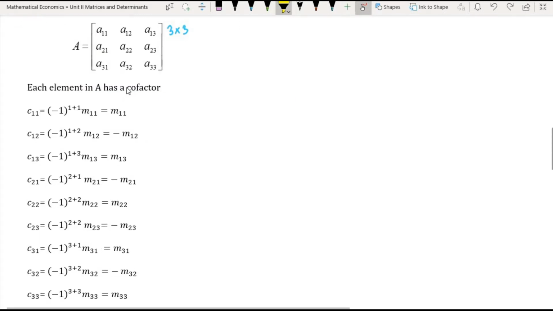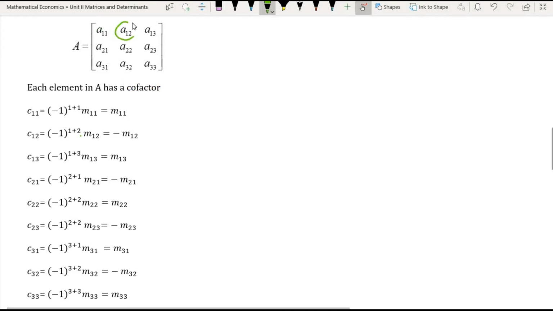Each element in this matrix A has a cofactor. The cofactor of the element A11, denoted by C11, is equal to -1 to the power 1 plus 1 times the minor of A11. The element A11 is present in the first row and first column. Since its sum is equal to an even number, therefore we have the cofactor of A11 equal to its minor.